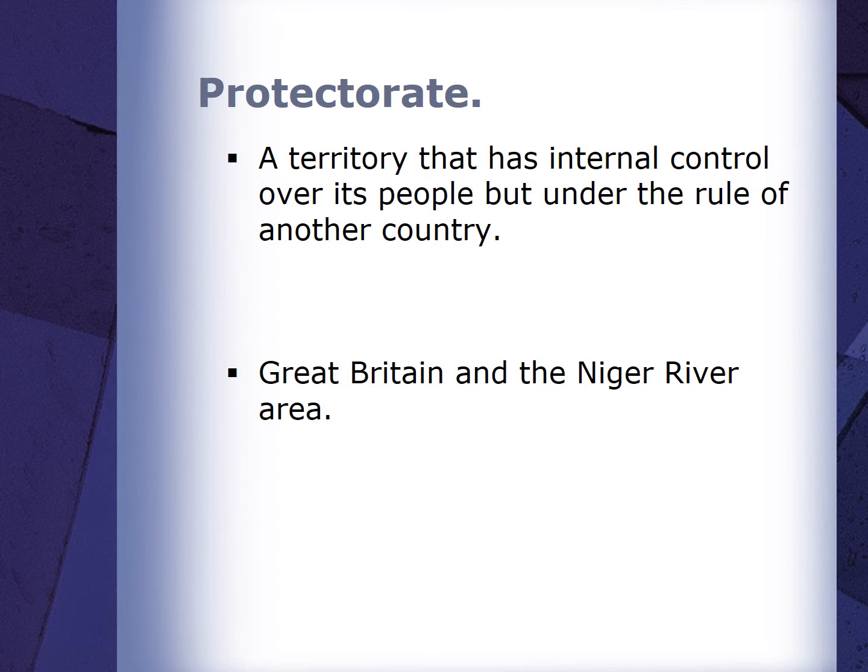We also have a protectorate. A protectorate is a territory that has internal control, so they have control of their people and what goes on in their country, but they're under the rule of another country. For example, Great Britain and the Nile River area, which we're going to talk about later on in this lesson, but with Great Britain and Nigeria, this would be an example of a protectorate. So they had control of what was going on, but they were still under the governance of another country.